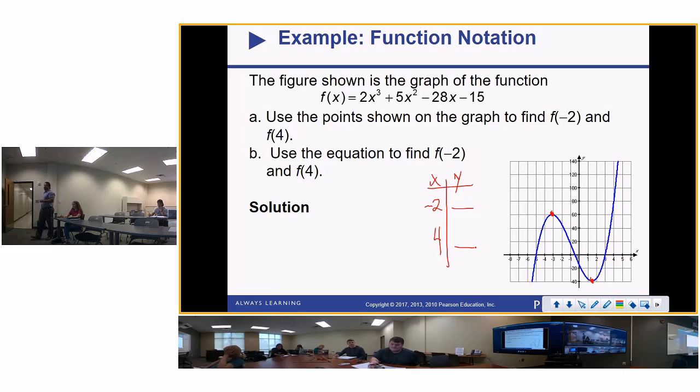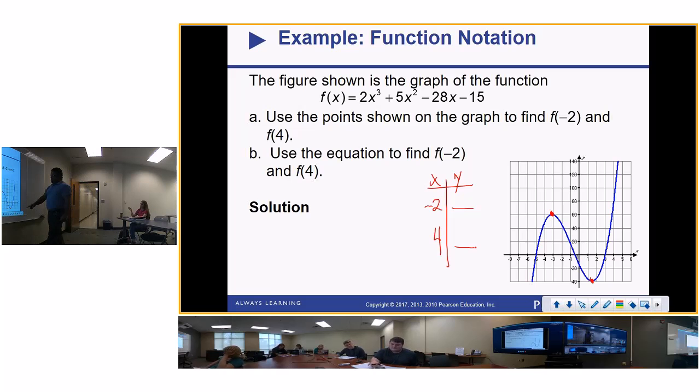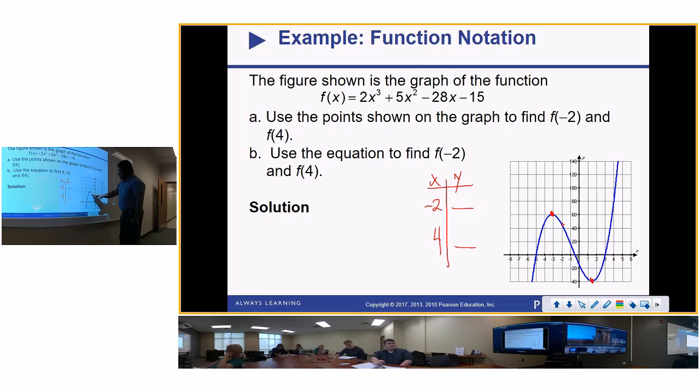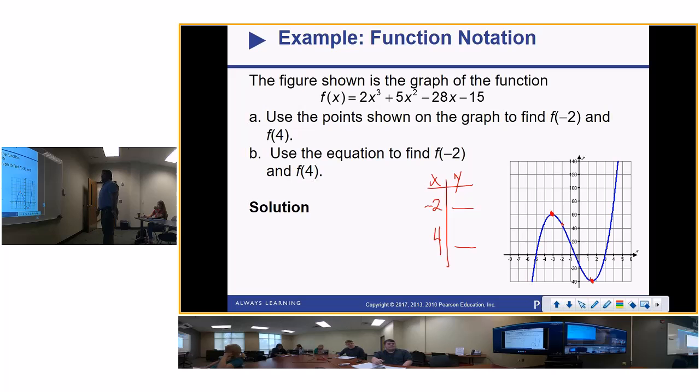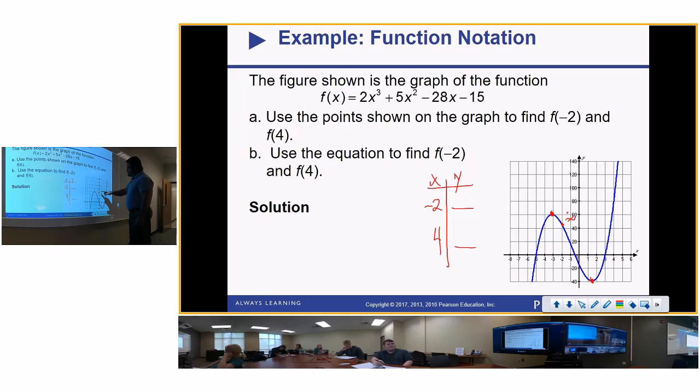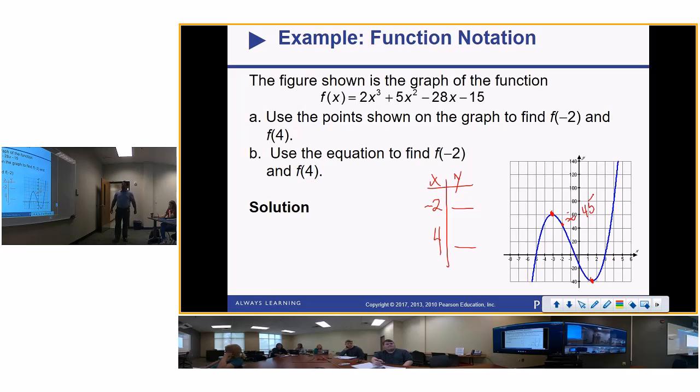What's negative 2? Negative 2 would be right in there. You're not going to be able to find it really graphing. I'm going to say 45. So I'm going to put a dot right there and an approximate sign, a squiggly equals with a dot on it, which means I'm estimating around 45. Somebody take negative 2 and plug and chug into the function.